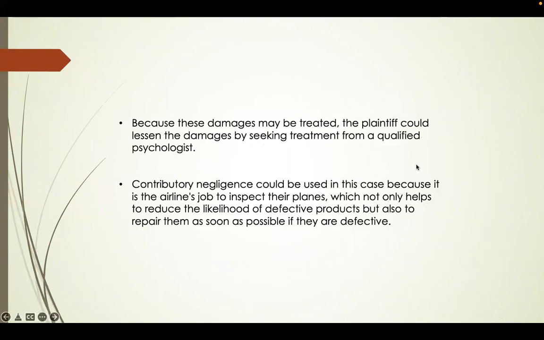Because these damages may be treated, the plaintiff could lessen the damages by seeking treatment from a qualified psychologist. Contributory negligence could be used in this case because it is the airline's job to inspect their plane, which not only helps to reduce the likelihood of a defective product but also to repair them as soon as possible if they are defective.